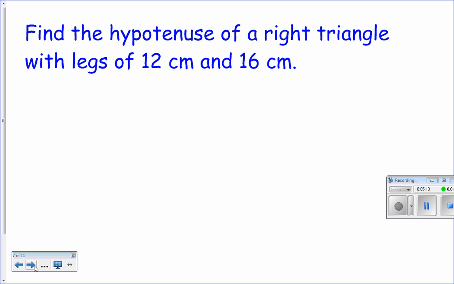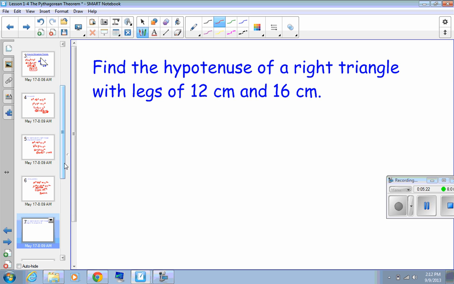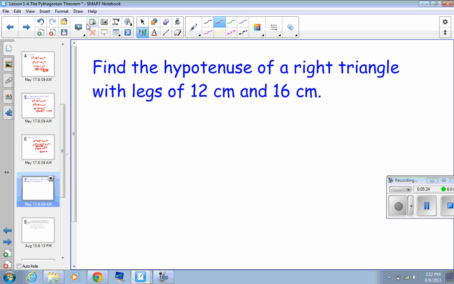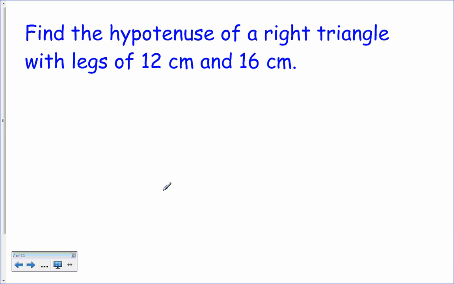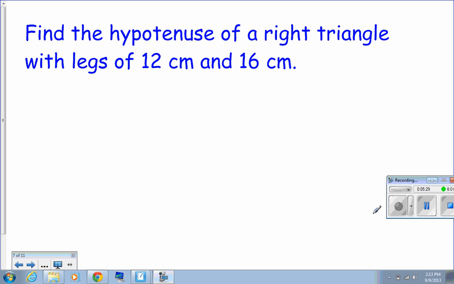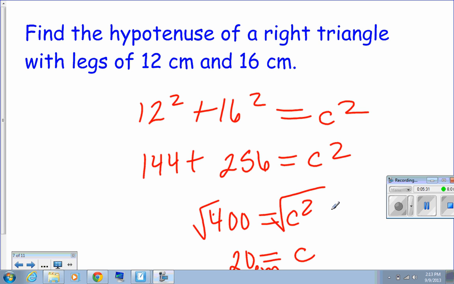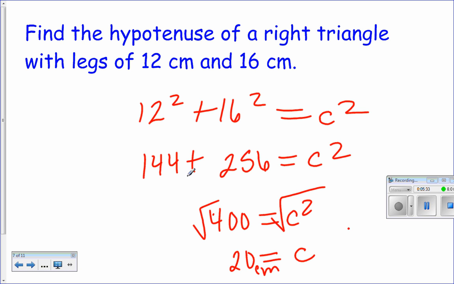Try this one on your own. Again, make sure you write down a squared plus b squared equals c squared. You should have gotten an answer of 20 centimeters. 12 squared plus 16 squared, you get 144 plus 256 equals c squared. Add them together, take the square root, and 20 centimeters.